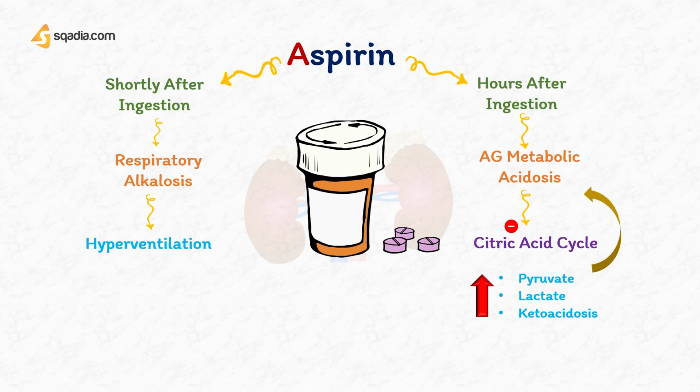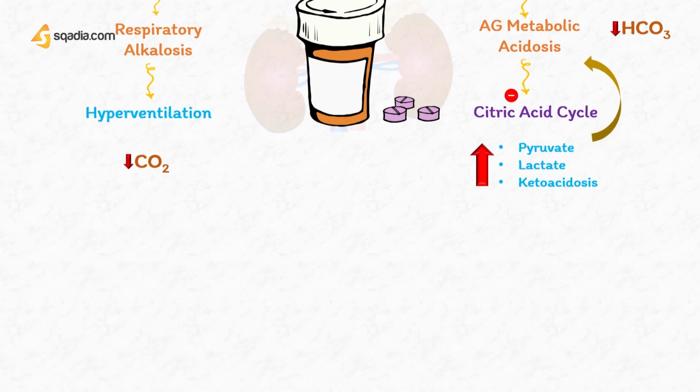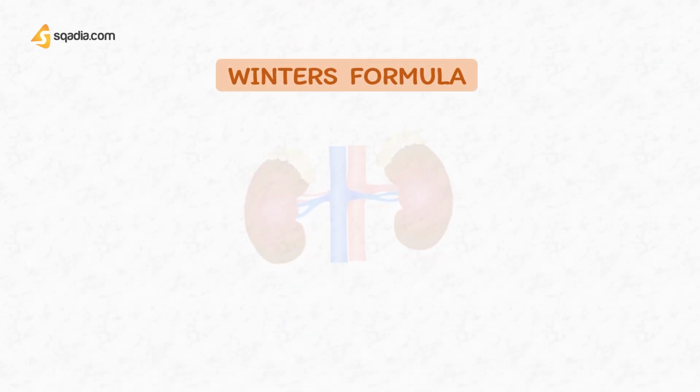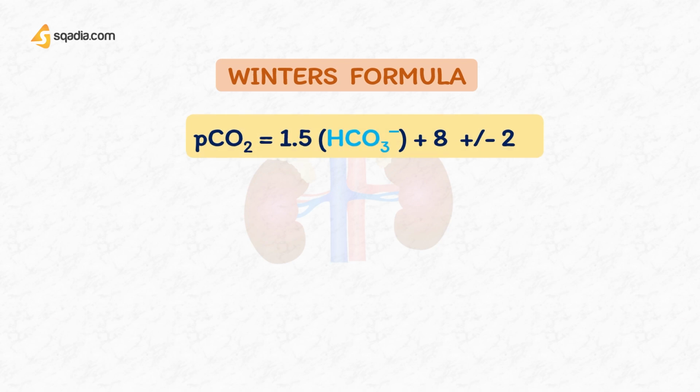Because it has two disorders that can come about from it, the pH can be variable. Carbon dioxide is low due to hyperventilation, and bicarbonate is low due to acidosis. So here we can use the Winter's formula, which predicts the carbon dioxide, and we see a lower than expected carbon dioxide.